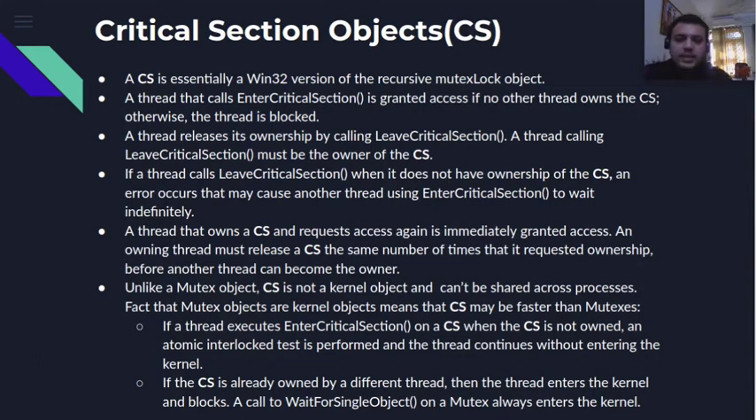A CS is similar to a mutex in all the ways except this. Unlike a mutex object, a CS is not a kernel object and can't be shared across processes. The fact that mutex objects are kernel objects means that a CS may be faster than a mutex. If a thread executes EnterCriticalSection on a CS when the CS is not owned, an atomic interlocked test is performed and the thread continues without entering the kernel.